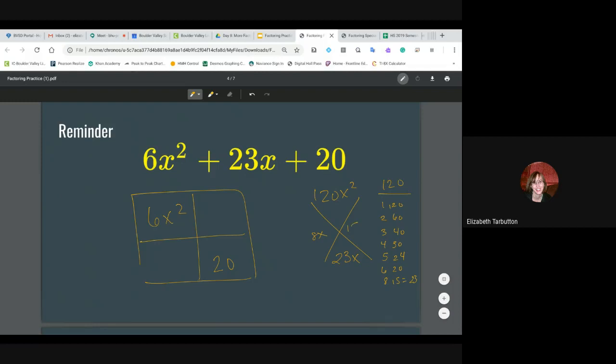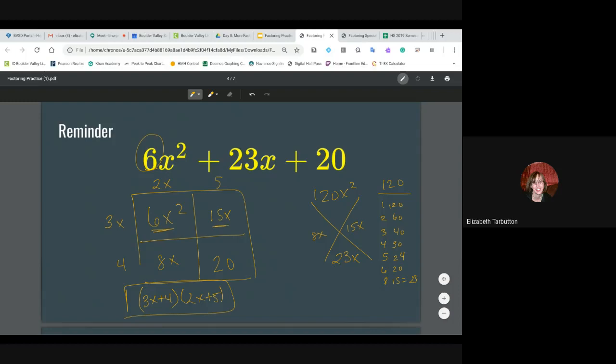8x and 15x. It doesn't really matter if I put 8x here or if I decide that I want the 15x there. It's going to work either way. I can put my 8x here. So then we need to look for our greatest common factor in each of these. So for this row, 6x squared and 15x have a common factor of 3x. 3x times 2x makes 6x squared. 2x times 4 makes 8x. 3x times 5 makes my 15x. And I have 3x plus 4 times 2x plus 5 as my answer. So this works even if our first term isn't a 1.